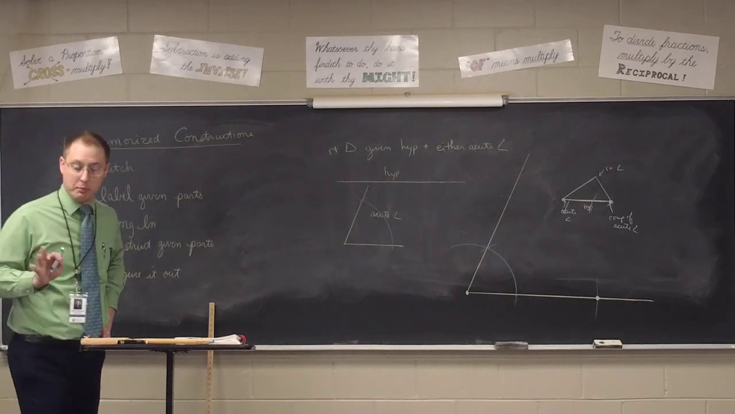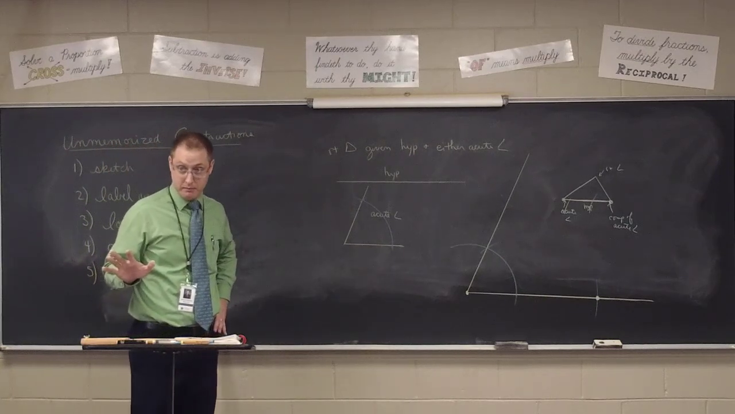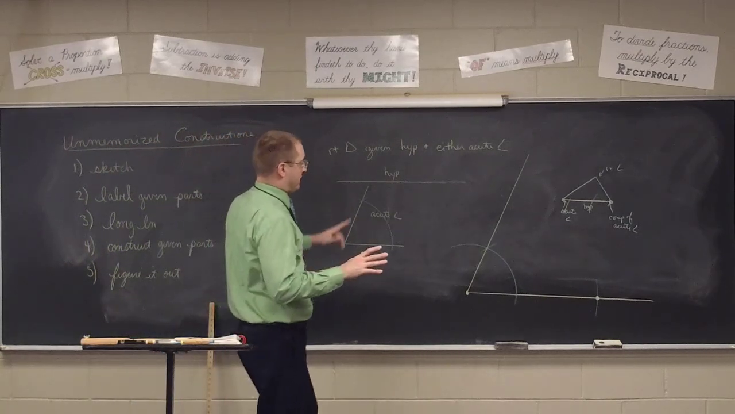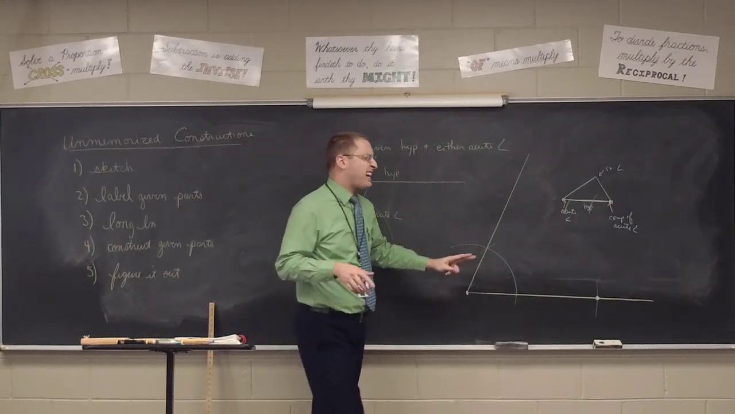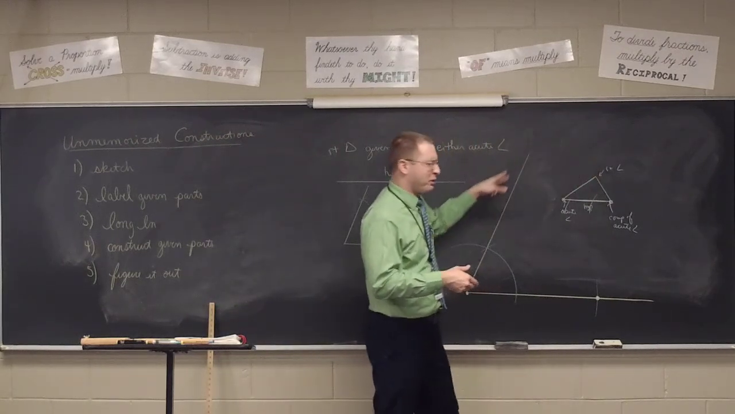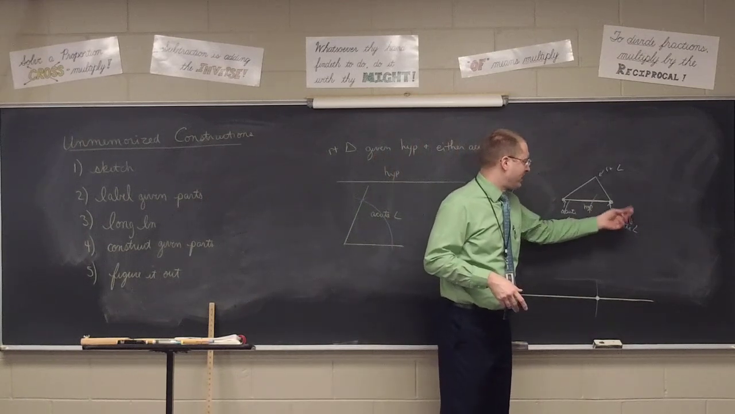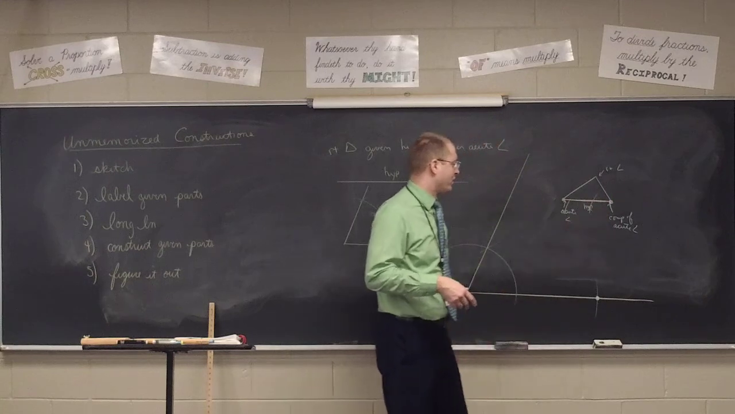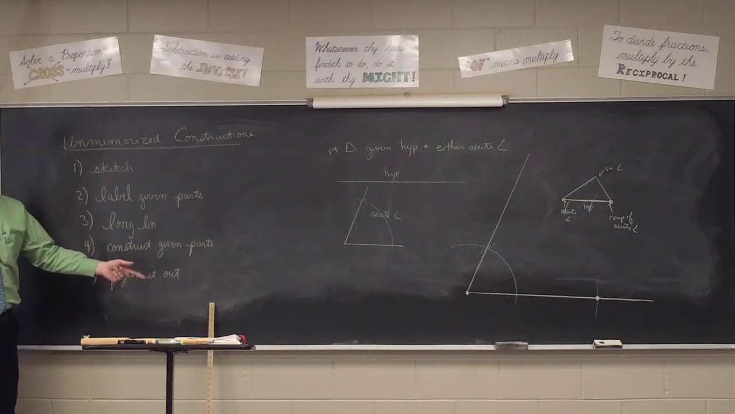Now, here's where we come to a problem. I have constructed everything I was given. I was given the hypotenuse, I constructed it. I was given the acute angle, I constructed it. We were kind of given a right angle, but I don't know where to put it, right? And we don't really have the complement of the acute angle. So here's where we've got to figure out a way to finish.